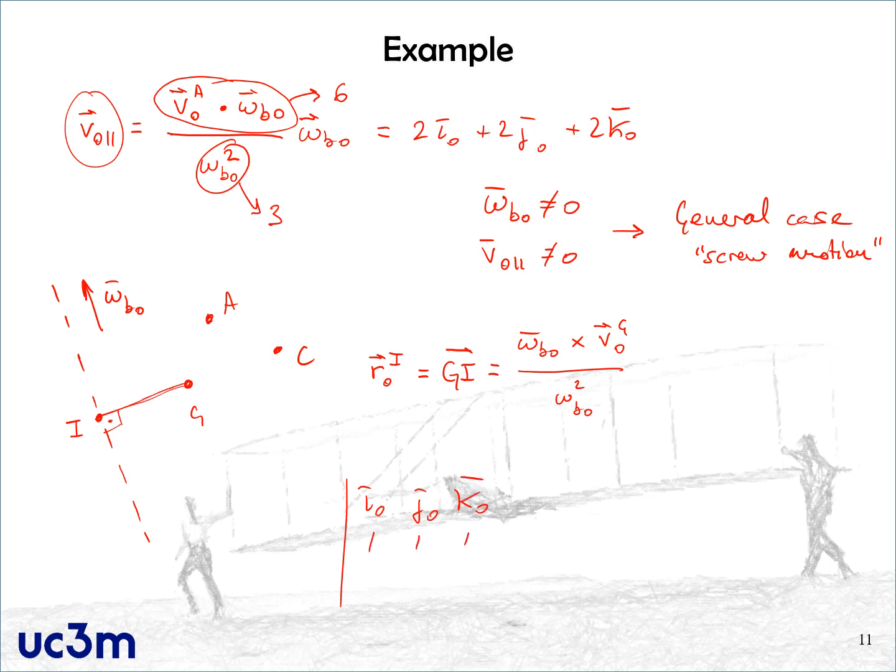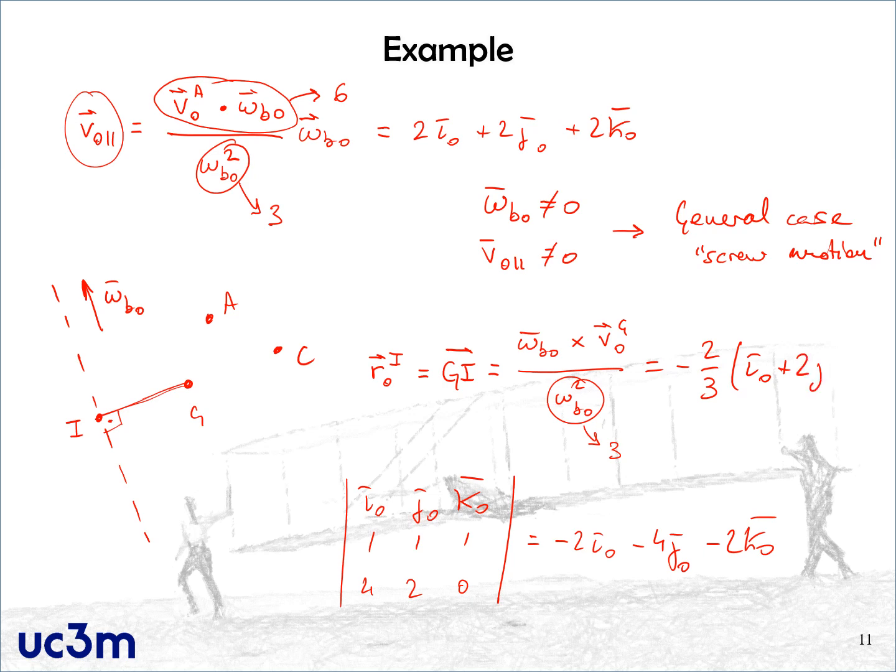Okay, so you just have to take this cross product, which we will write here in the margin. So in this case, we already know the value of the angular velocity, and the components of the velocity of G are this. Okay, so if you work this out, you get minus 2 I0 minus 4 J0 minus 2 K0. Since the omega v0 square is equal to 3, we can finally write this as minus 2 over 3 I0 plus 2 J0 plus K0. Okay, so this gives you the position of one point on the instantaneous axis, and that's it.